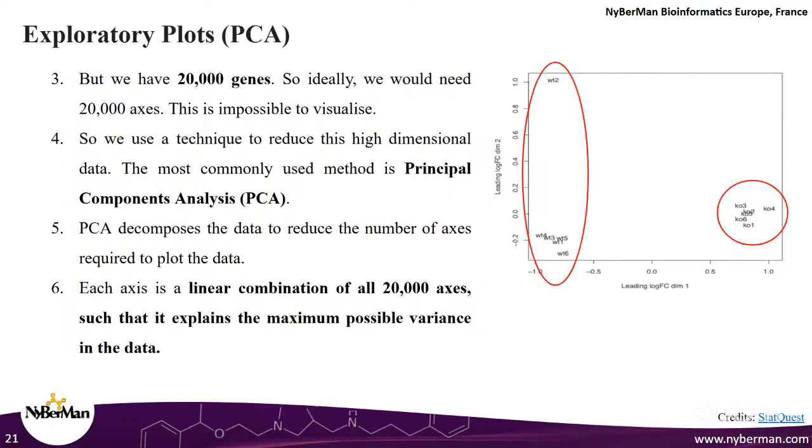So again, if I talk to you about the math, the number of principal components possible is equal to the number of axes. So you will have till PC 20,000. But most of the information will be gathered within the first few PCs.